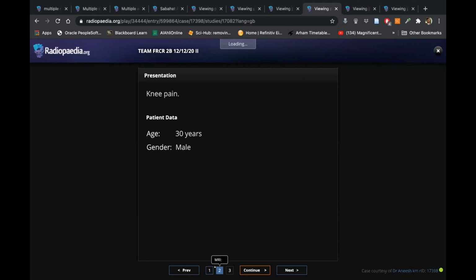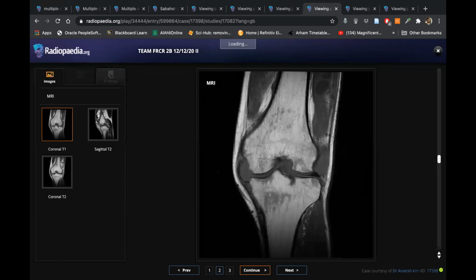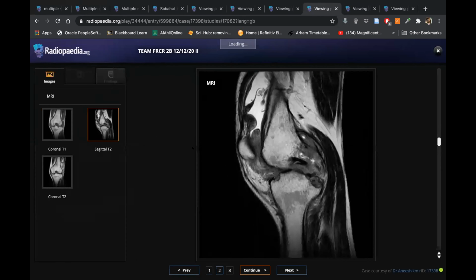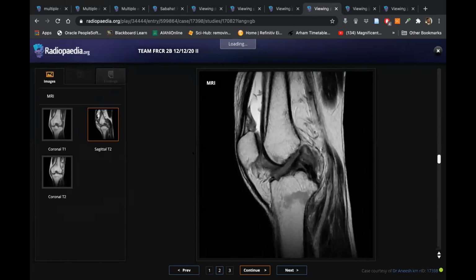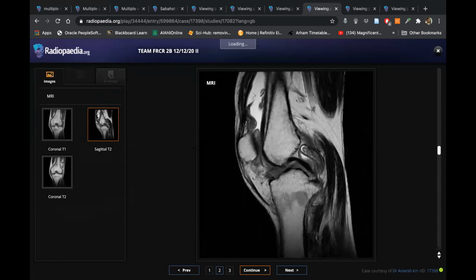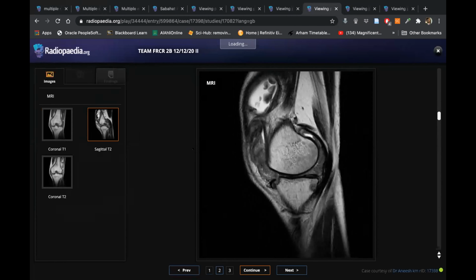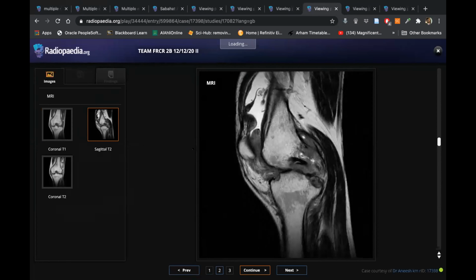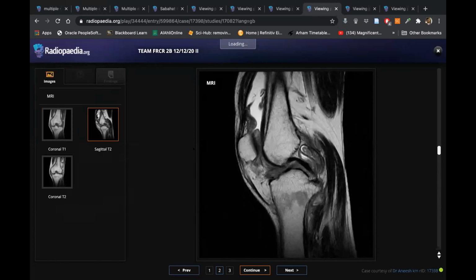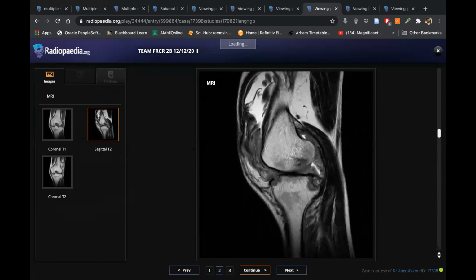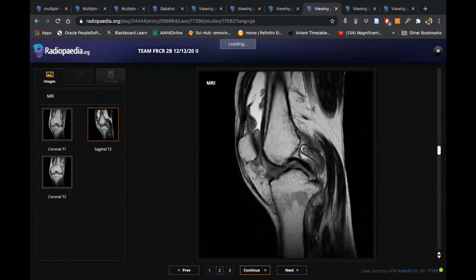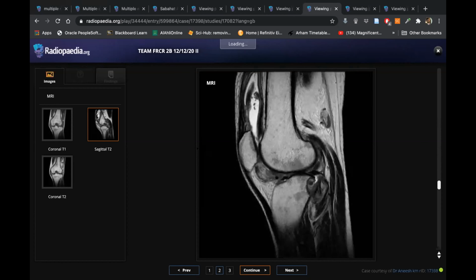Knee pain, 30-year-old male. Okay. Tell me which one do you want to see? I'm starting with T1. Sagittal. Okay, so this is the MRI knee joint in which I can see there are multiple erosions noted within the tibial and tibia bone, and predominantly markedly hypointense T1 and T2 structures within the joint cavity, which are causing erosions over the bone, both anteriorly and posteriorly.